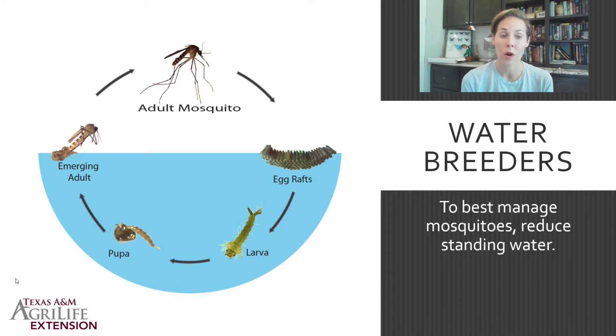So controlling the standing water is the best way, the most efficient way, and the least environmentally impactful way, because you're not utilizing pesticides to try to control the mosquitoes.